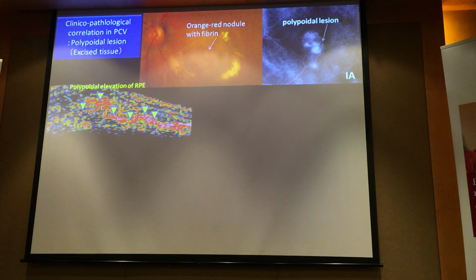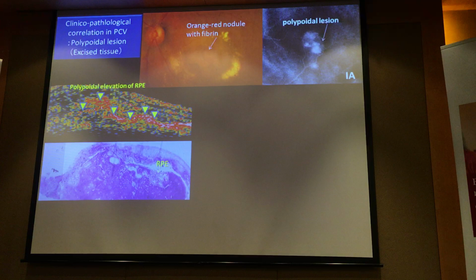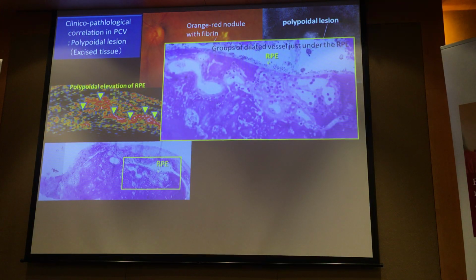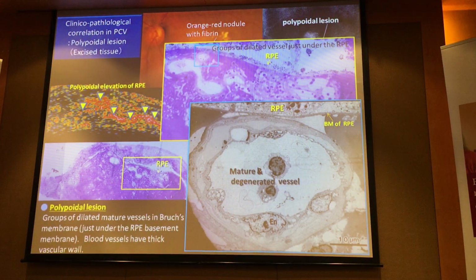You see a polypoidal elevation of the RPE on OCT, very old OCT. This is a tissue we took out, and you can see a polypoidal-like elevation of the RPE. If you magnify this area, groups of dilated vessels just beneath the RPE are seen. And these vessels are just beneath the RPE basement membrane, attached to the RPE basement membrane, and are very mature and degenerative vessels.